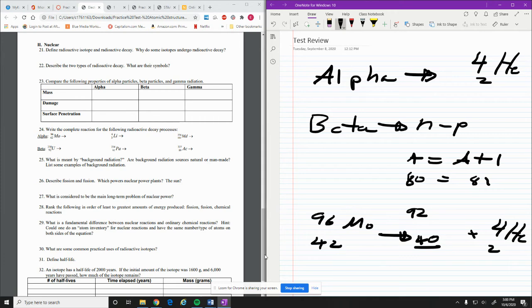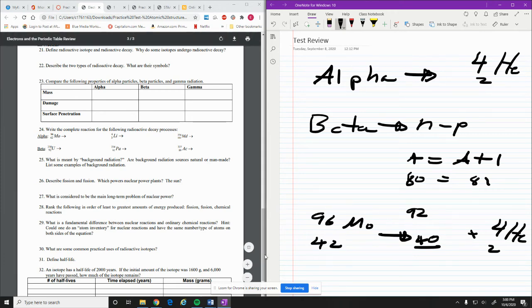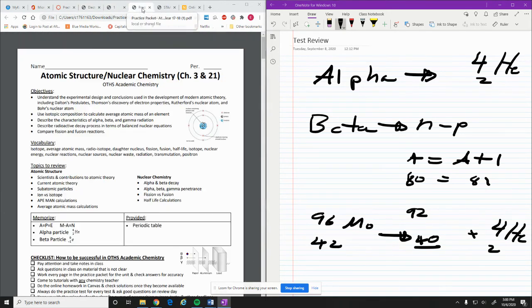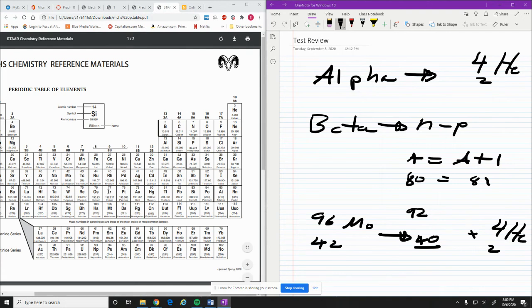All that's left now is what element has 40? Just go look it up. Element 40 on the periodic table, ZR. Okay, I'm done. ZR.